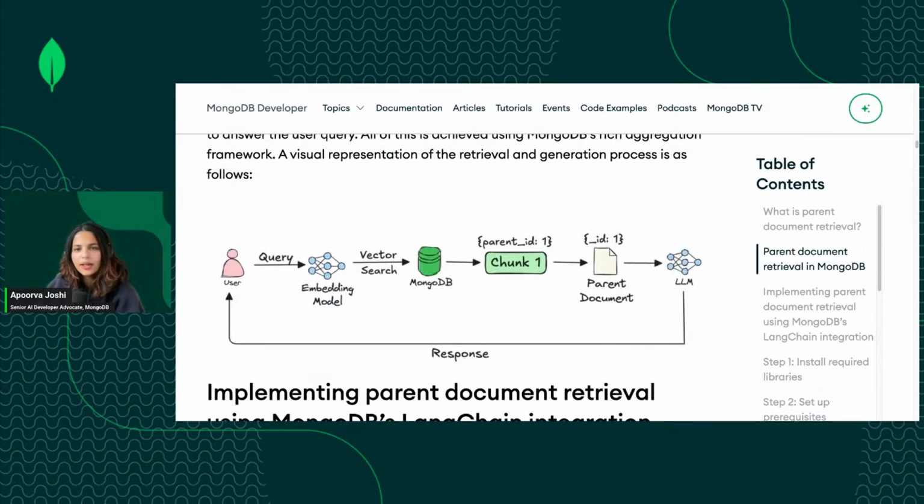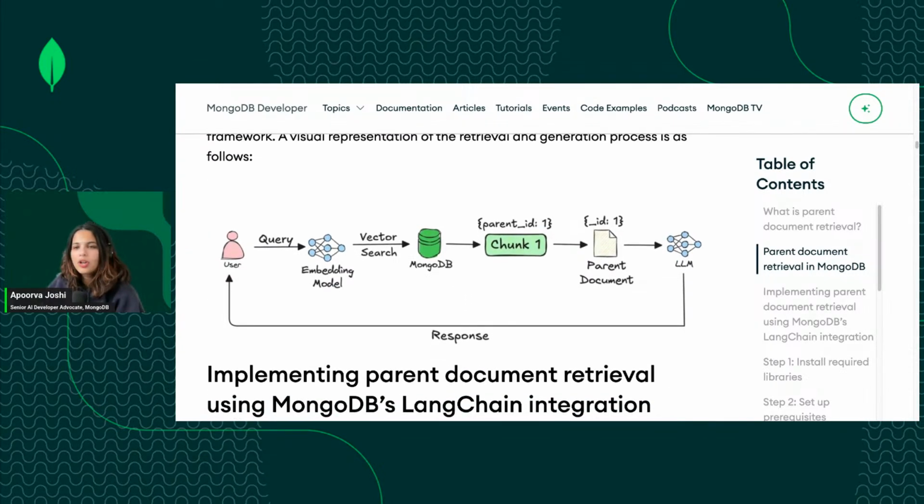So then at retrieval time, the user query is embedded and chunks that are most relevant to the query are retrieved using vector search. But it doesn't end there. There's an additional step where we use the $lookup operator, which is part of our aggregation framework. So using the parent ID field in the chunks, we retrieve the parent documents from the collection. And if there are any duplicate documents, so say there are two chunks that came from the same parent document, then we'll do a deduplication stage to only pass on distinct parent documents onto the LLM to generate a response for the user question.